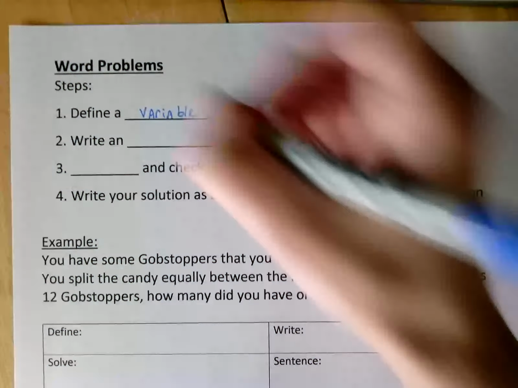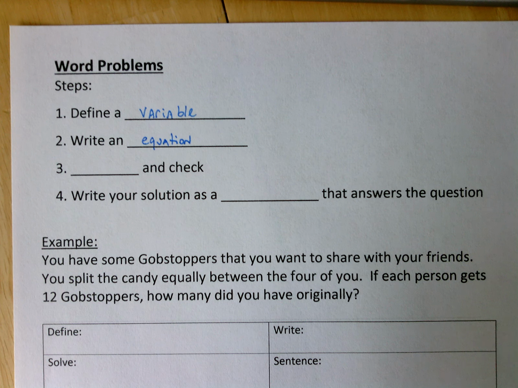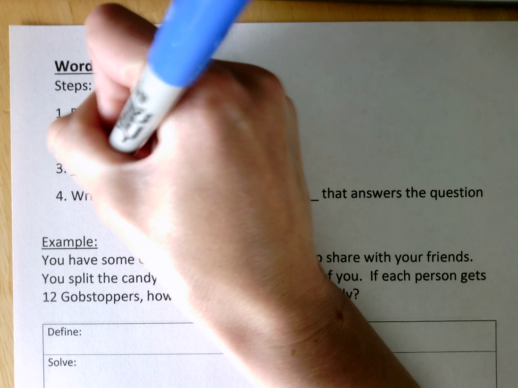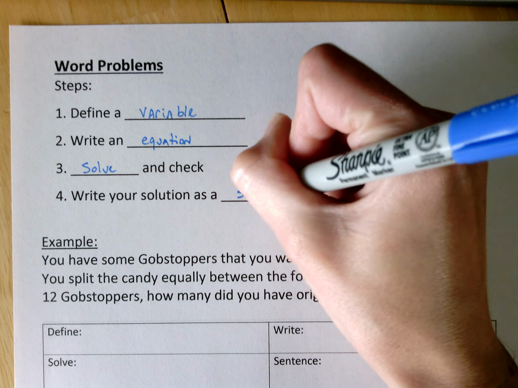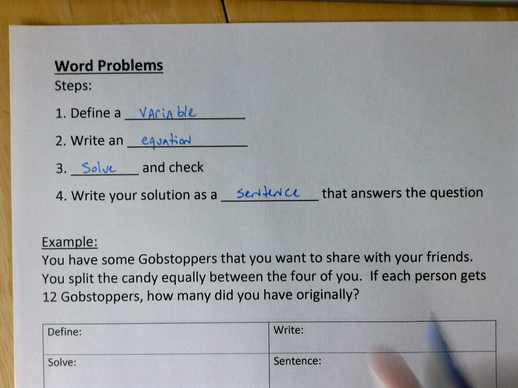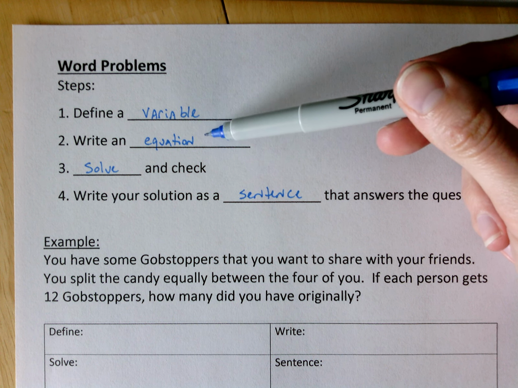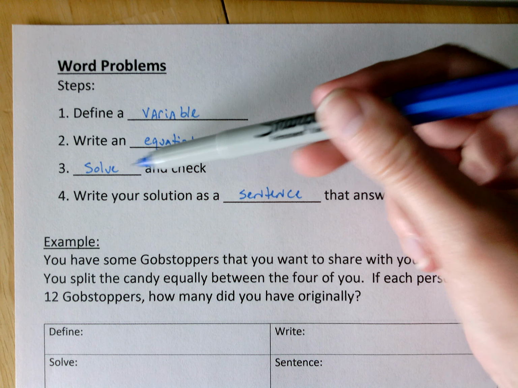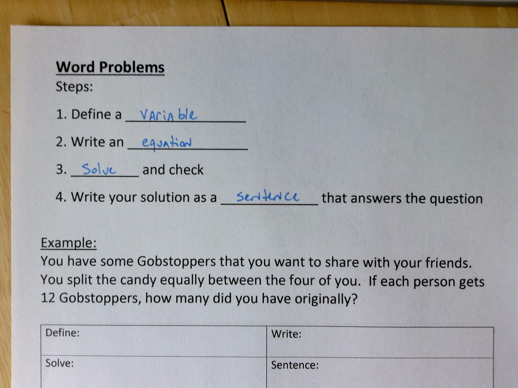The second thing that we're going to do is write an equation. Once we've written that equation, we are then going to solve our equation and check it. And then once we've done that, we're going to write our solution as a sentence that answers the question the word problem asked. You're going to see a question at the end of the word problem, and we're going to write a sentence that answers it. Now, defining your variable is really easy. Writing the equation is going to be the new part for you. Solving, we already know how to do, and writing a sentence you can totally handle. So really it's just step 2 that might be a little bit of trouble. The rest of it's pretty easy, so we can totally handle this.